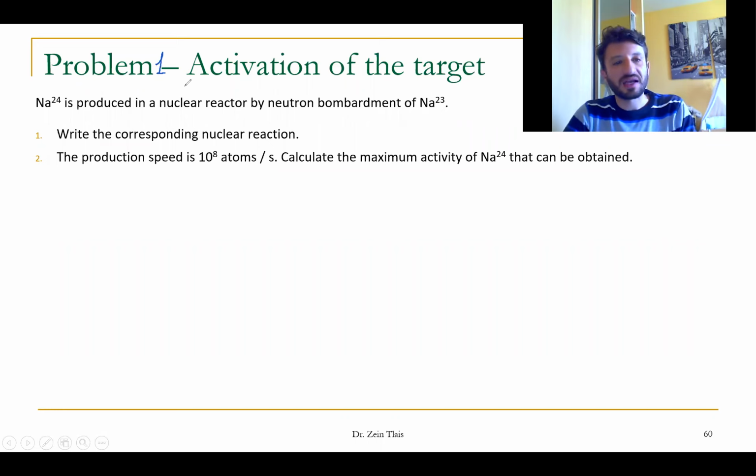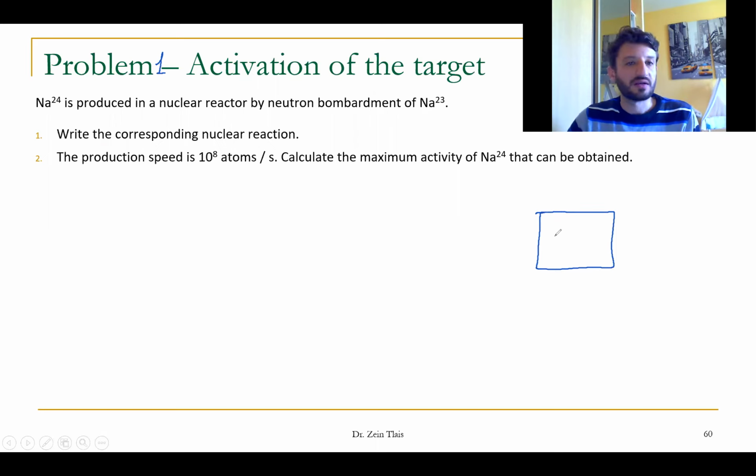Problem 1, we talk about the activation of the target. In the case of activation of the target, we have incident particles that bombard a stable target nuclei. In this case, we have Na23, and the incident particles are neutrons, n01. After the bombardment, we create an unstable target nuclei, which will be Na24. So first of all, I ask you to find or to write the nuclear reaction.